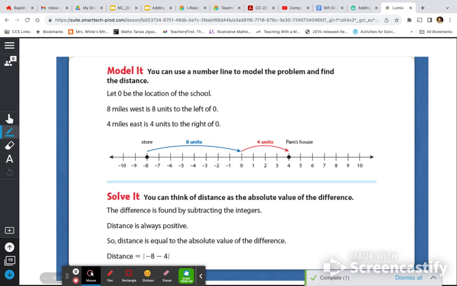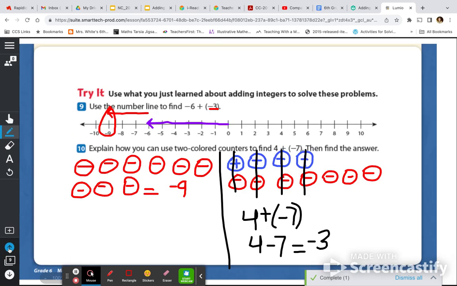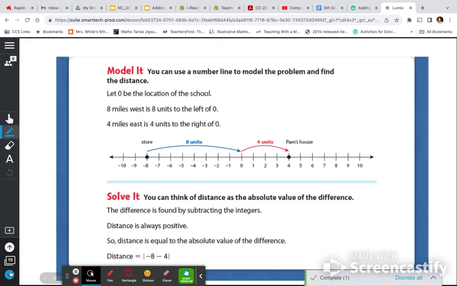One more type of problem that you may see is a type of problem using the words west and east. So in a problem that was actually left out of the slideshow, it said that you have a store that's located 8 miles west of the school. Okay. So here, that's going to be the store.